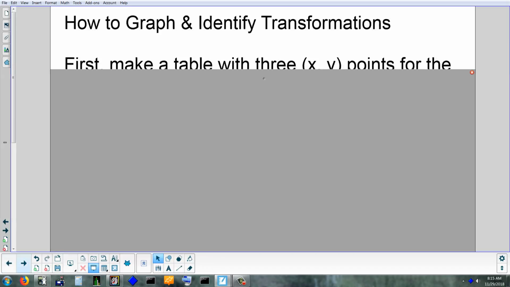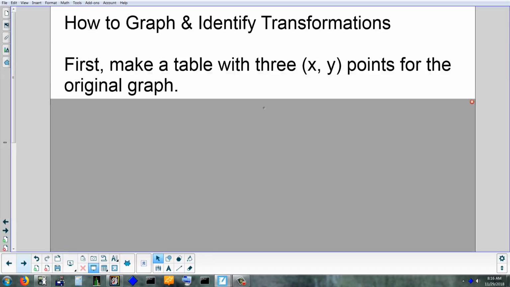All right, so whenever you want to graph something new, the first thing we have to do is make a table with 3 points for the original graph. And we're going to try to pick numbers that are easy to work with to make these points. I can't always say what they'll be. It depends on the problem, but we're going to try to pick numbers that are easy. So the goal is we're going to figure out where 3 points are, and then figure out where those 3 points move to in our new graph.